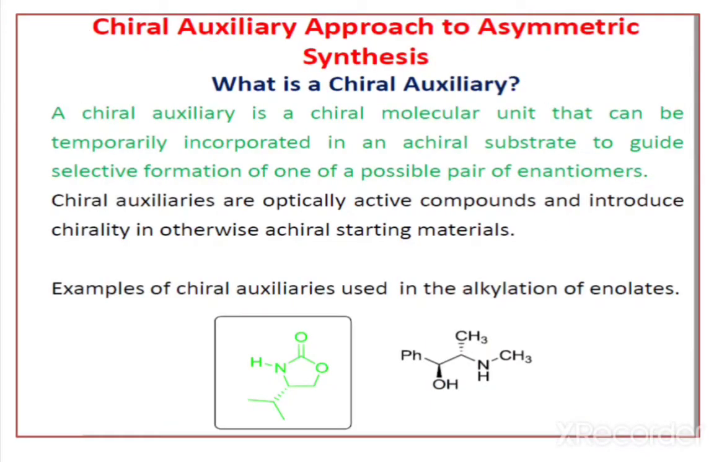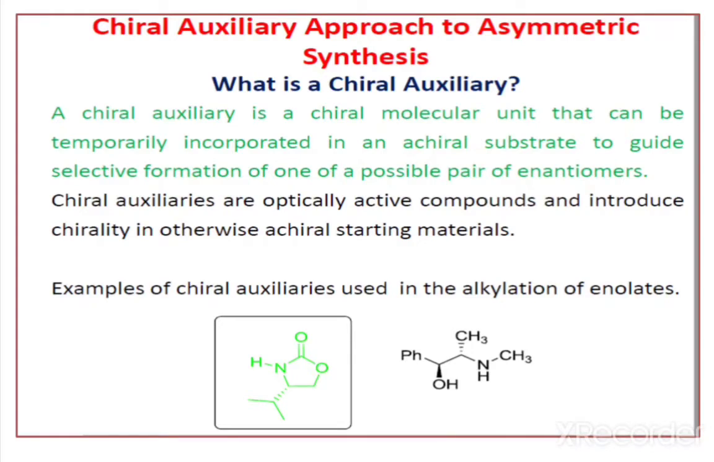Next, the chiral auxiliary approach to asymmetric synthesis. The next question is, what is a chiral auxiliary? Friends, the chiral auxiliary is a chiral molecular unit that can be temporarily incorporated in a chiral substrate to guide selective formation of one of a possible pair of enantiomers. That means the chiral auxiliary is nothing but a molecular unit that can be temporarily incorporated in a chiral substrate to guide the selective formation of one of a possible pair of enantiomers.